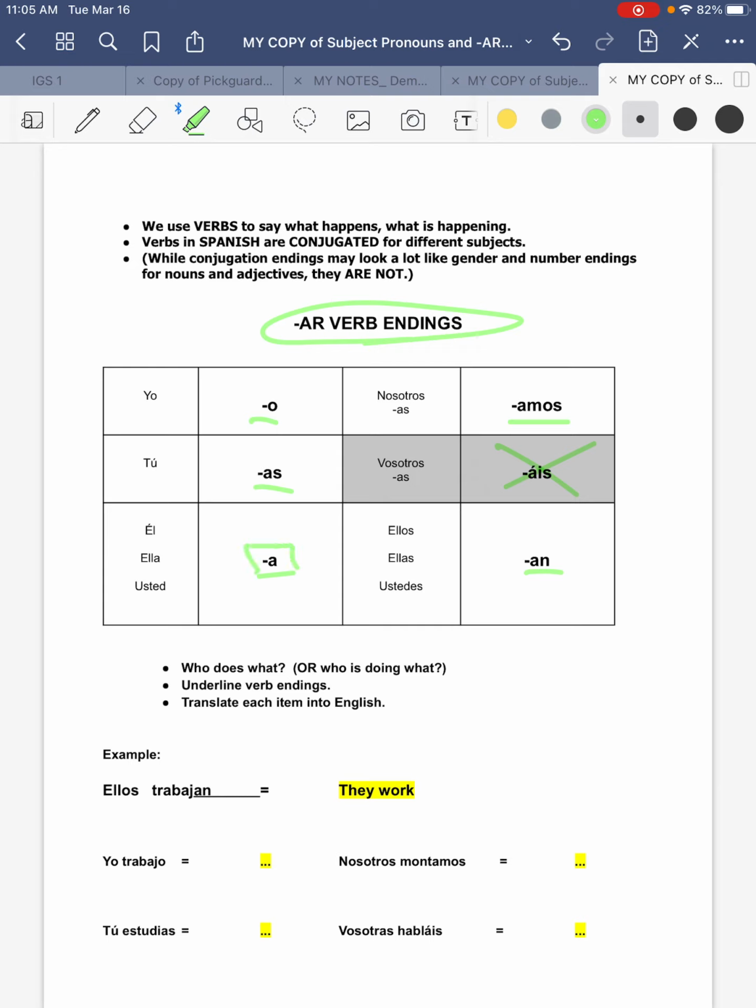All you need to do today is complete your chart with o, as, a, amos, an, and then start to memorize those AR verb endings, their locations on the chart, and how they correspond to the subject pronouns that we find in those same locations. O, as, a, amos, an. Otra vez, o, as, a, amos, an.